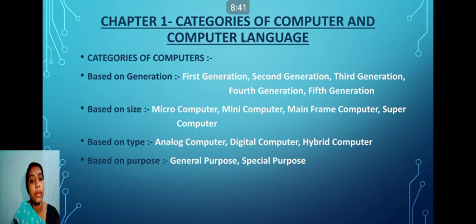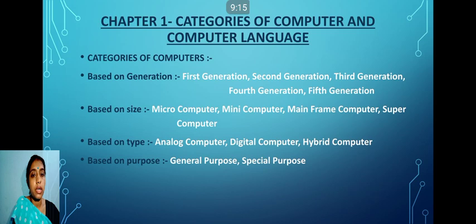Then mainframe computers are bigger in size compared to the first two. They are almost the size of a refrigerator. The number of users is also more. At a time, many users can use these mainframe computers. Now where are they used? They are used for scientific research, or reservations in railways, in airways and all.